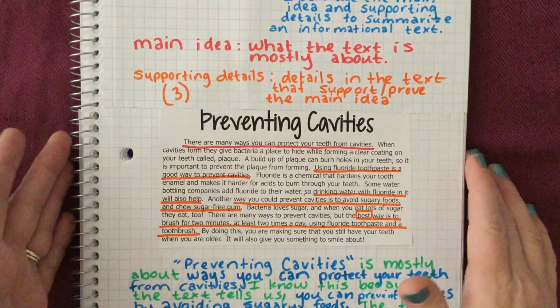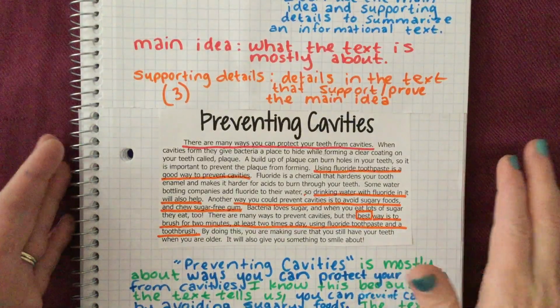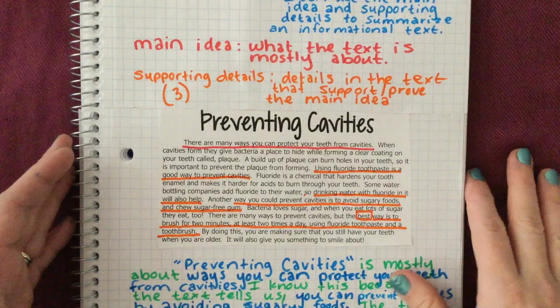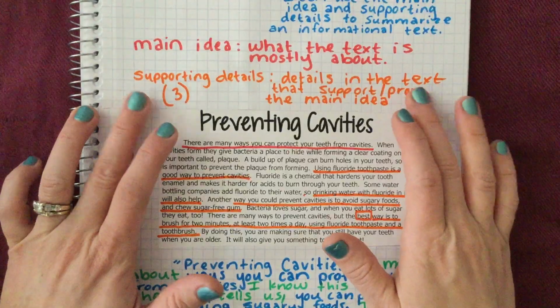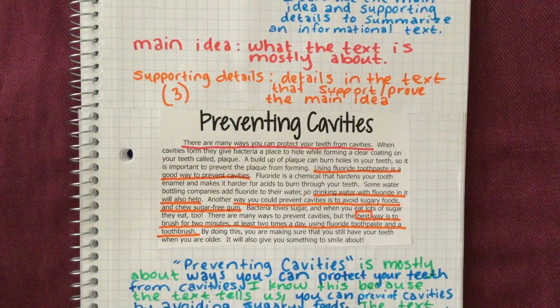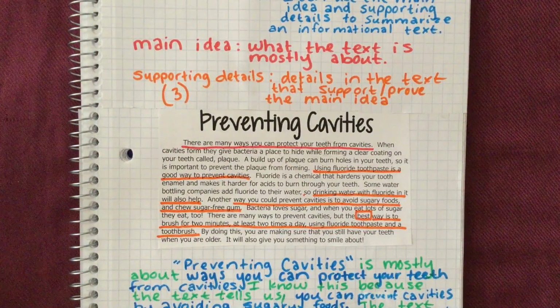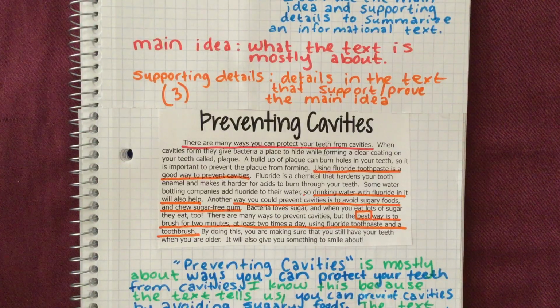So remember, this week you're reading your articles. You are finding the main idea of your articles. You're summarizing those articles using that main idea and, of course, those supporting details. And those are going to help you further understand what the text is mostly about so that you can connect deeper to the text. Friends, you're going to do a great job.